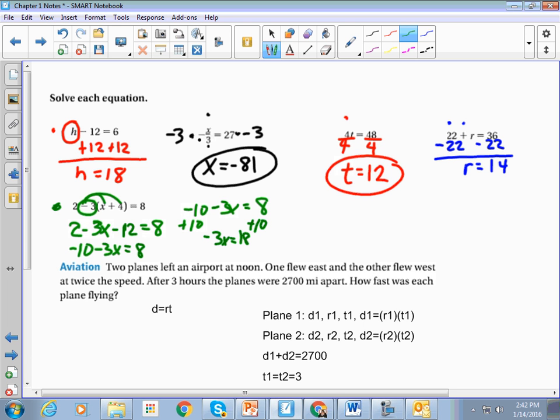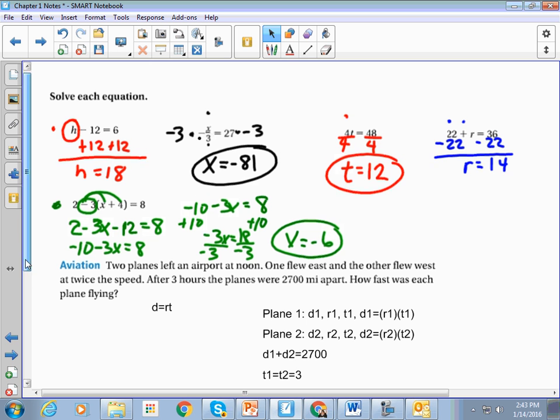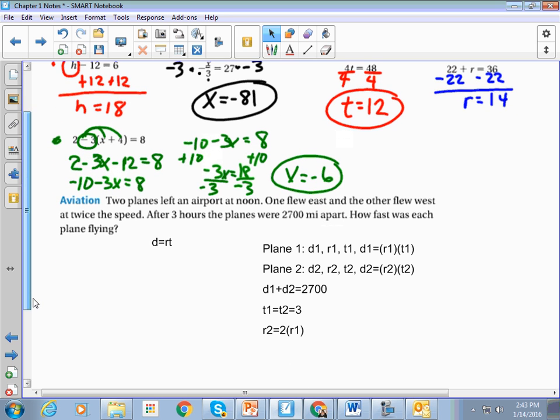Then to get rid of the minus 3 in front of my x, because you're multiplying, I'm going to do the opposite of multiplying. I'm going to divide by negative 3. And 18 divided by negative 3 is negative 6. All right, so that's how you use inverse operations to solve equations.